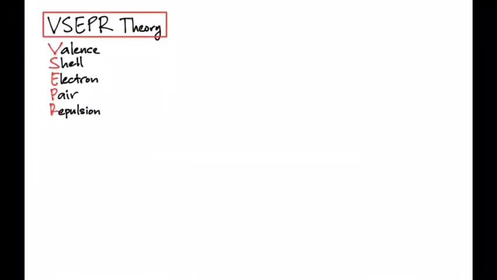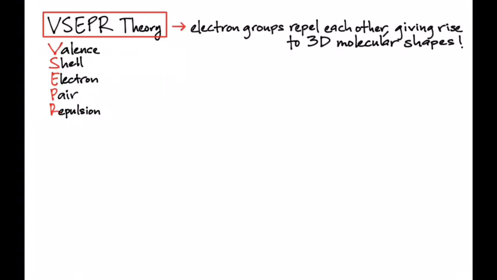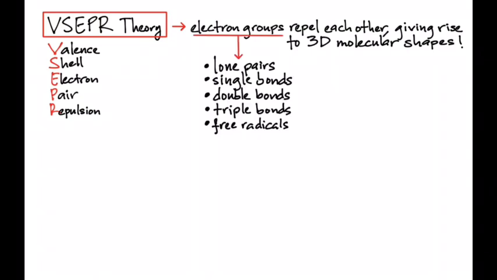The VSEPR theory, which stands for valence shell electron pair repulsion, introduces the concept of electron groups that repel each other, which results in the formation of a three-dimensional molecular structure with specific bond angles. These electron groups can be any of the following. A lone pair of electrons counts as one electron group. A single bond counts as one electron group. A double bond also counts as one, and so does a triple bond.